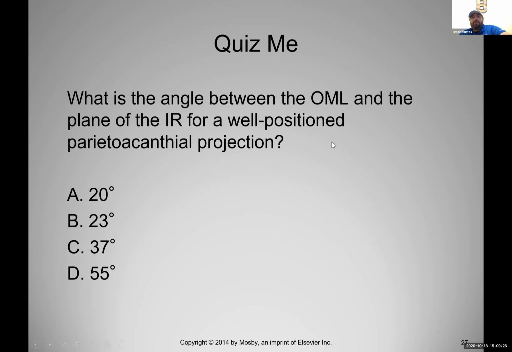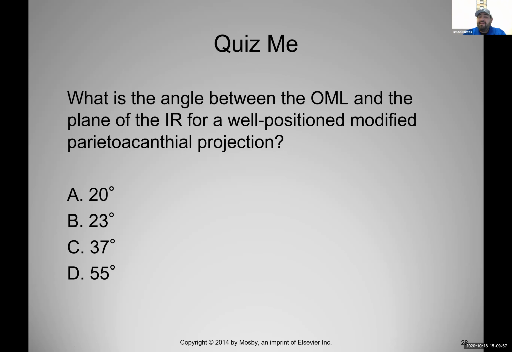All right, what is the angle between the OML and the plane of the IR for a well-positioned parietal acanthial projection? So again, this is a Waters projection. So what is the angle that should be formed between the OML and the IR? Hopefully you said 37 degrees, because that's what it should be. Why is 37 degrees important to form that angle? Where does it place the ridges? Below the maxillary sinuses.